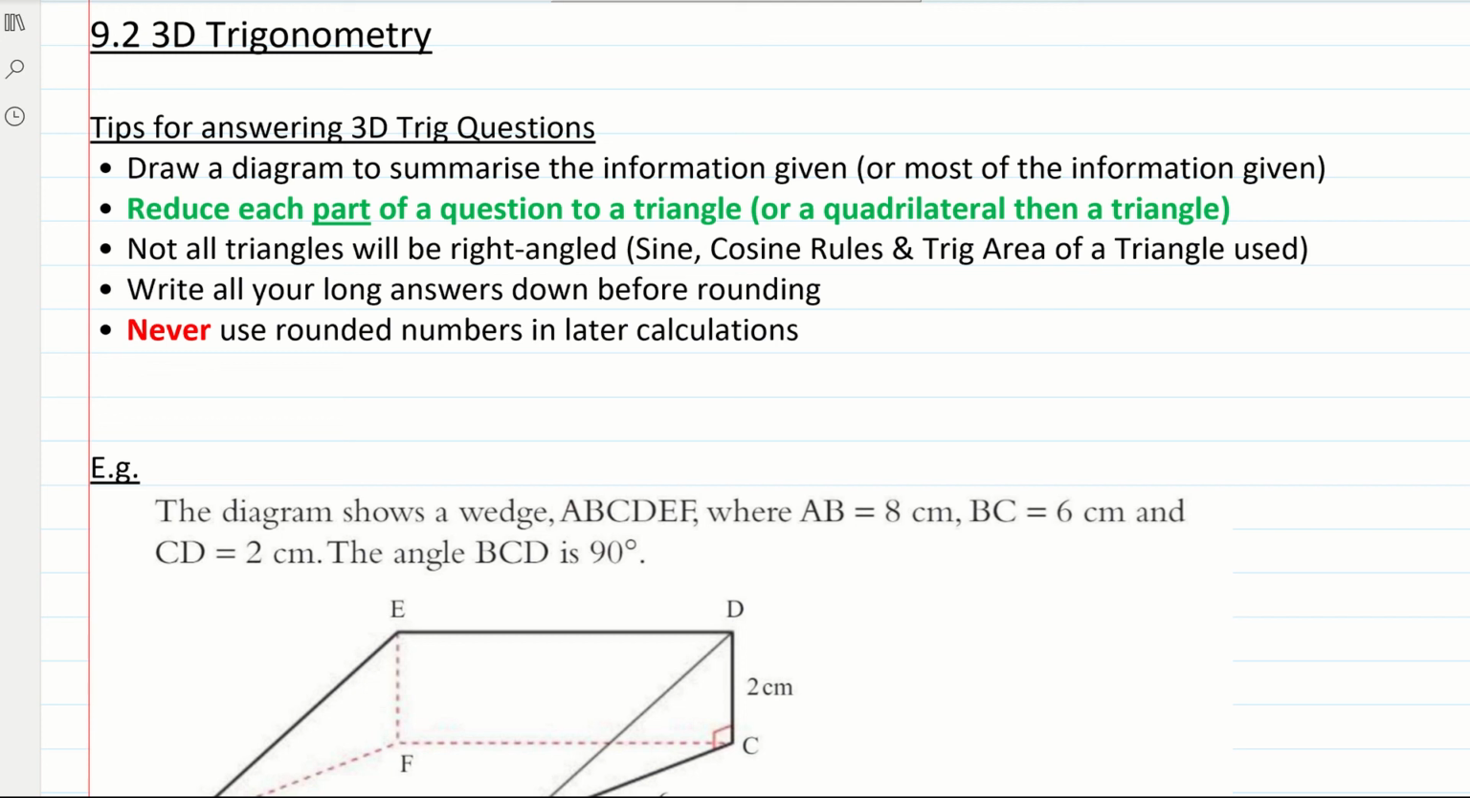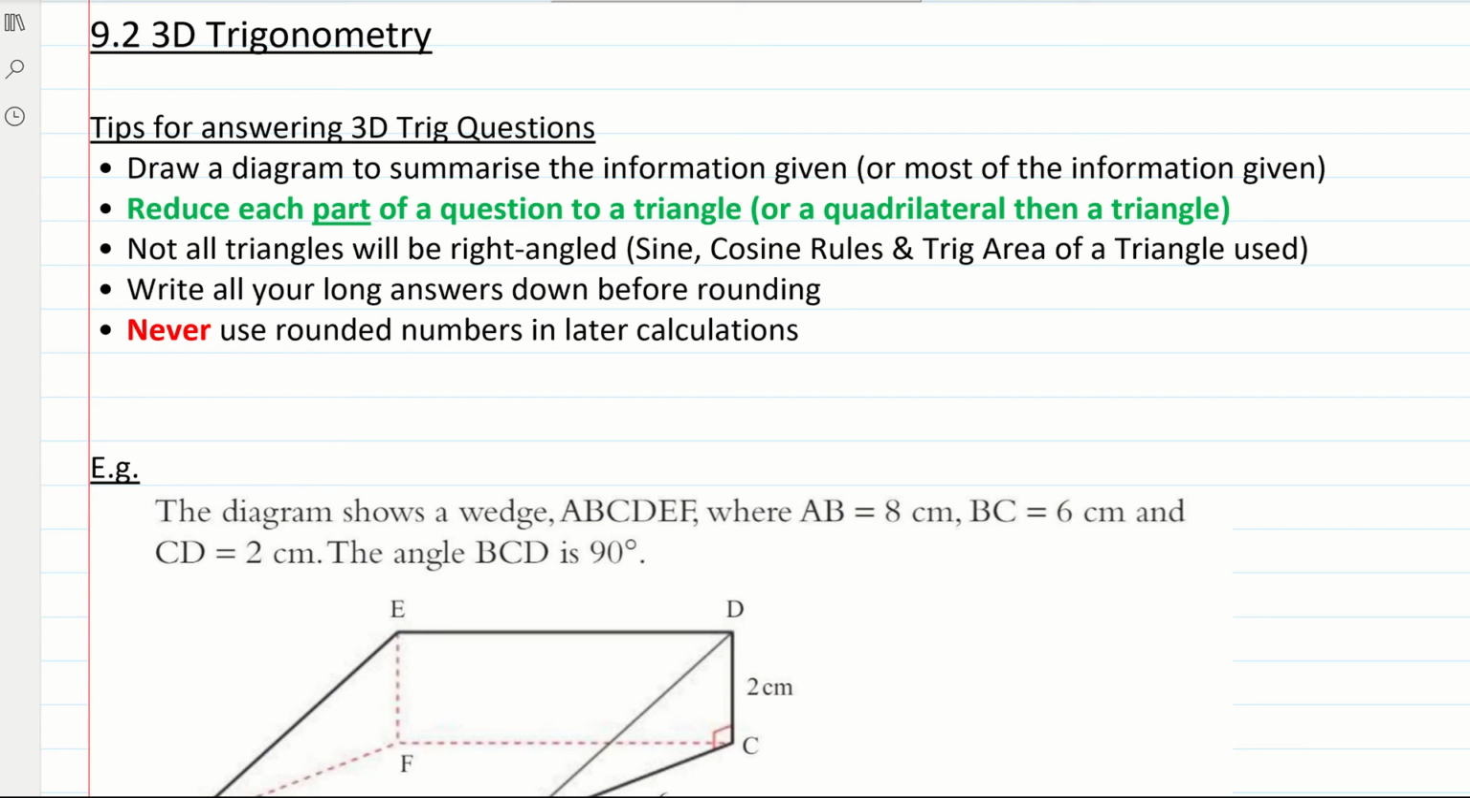So in this video, I'm going to go through Add Maths, Chapter 9, Section 2, and it's 3D Trigonometry. And before I do that, let me just give you some tips for answering 3D trig questions at this stage. Firstly, draw a diagram to summarize the information given, sometimes most of the information given. Sometimes it won't all fit in one diagram.